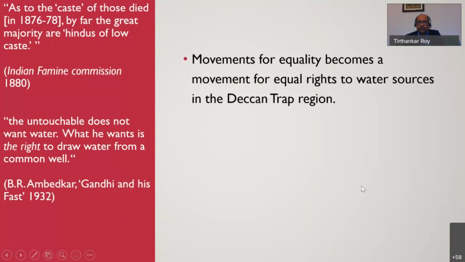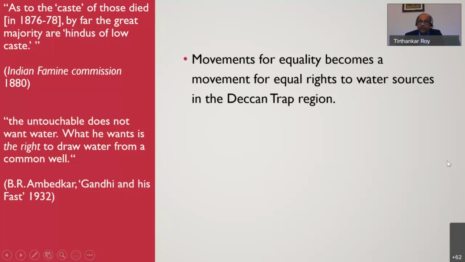The famine documentation also showed, you cannot miss that message, that mortality was caste-biased, and caste-biased because a very large number of people had weaker ritual right to the water that still existed, whether it's community or private goods. And this kind of statement came out again and again. By the time you reach the early 20th century, you have a series of social movements and court cases, especially in the Deccan Trap region, which were feeding into a broad-based movement for equality, which became a movement for equal rights to water sources.